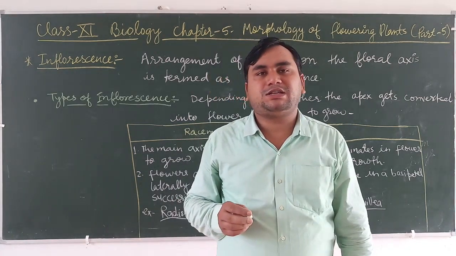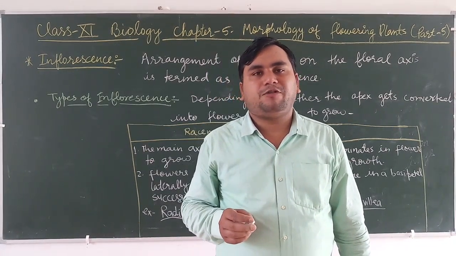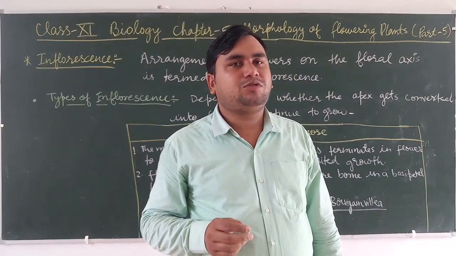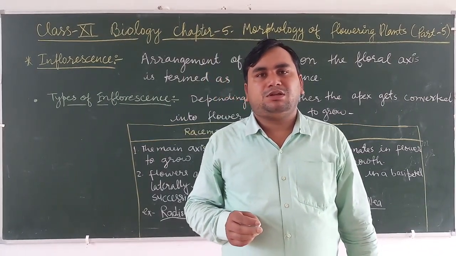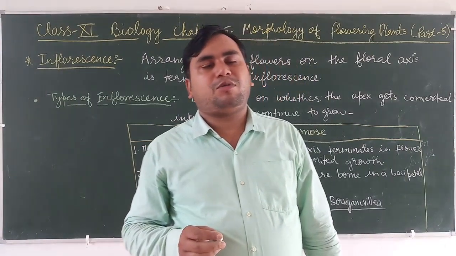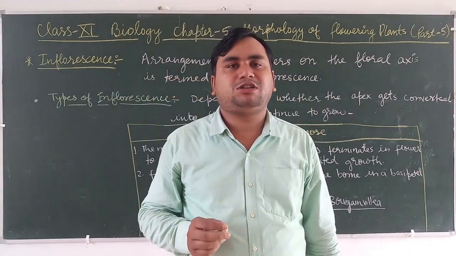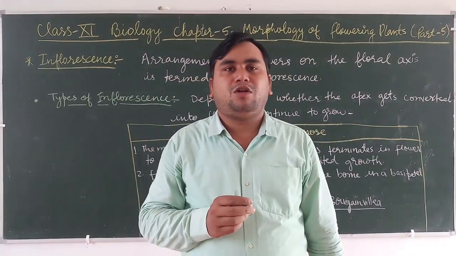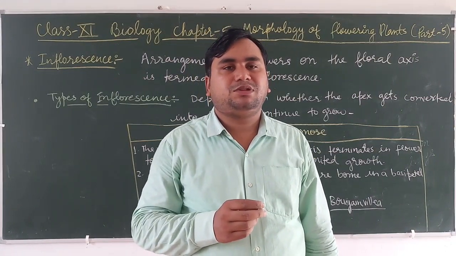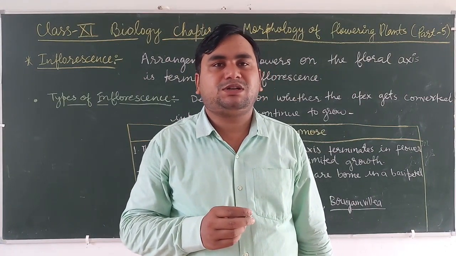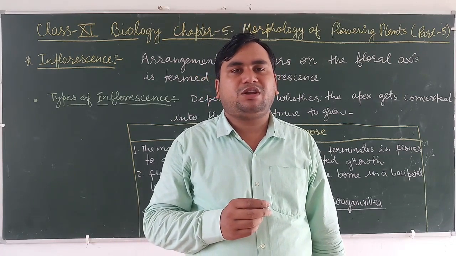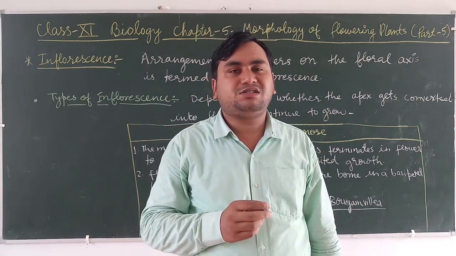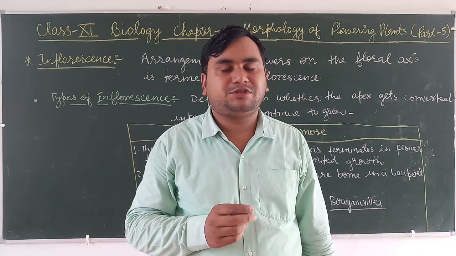Chapter five is going on, that is morphology of flowering plants. Today I am going to describe the next part. In this chapter we already learned about the different morphological characters of the plant, along with the root system, shoot system, then their modification, and today I am going to describe inflorescence. What is inflorescence and their types?